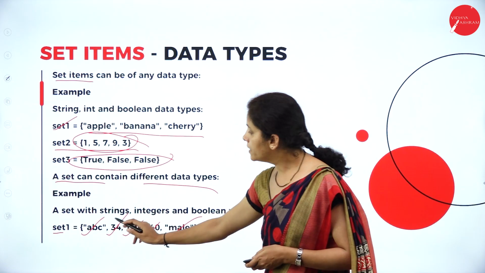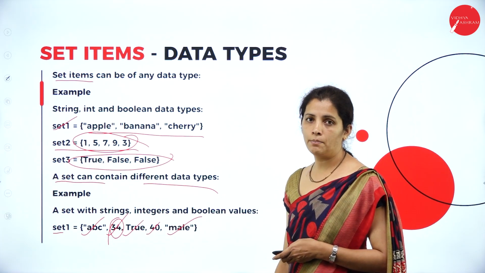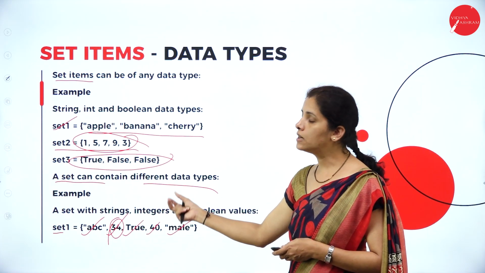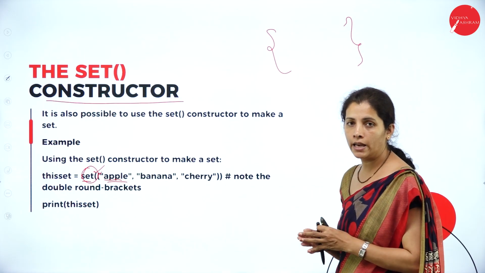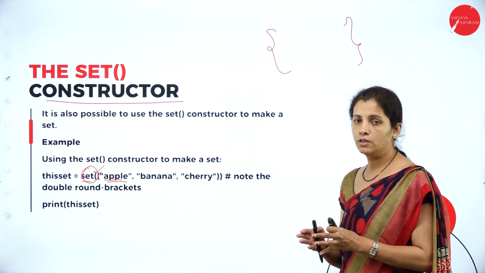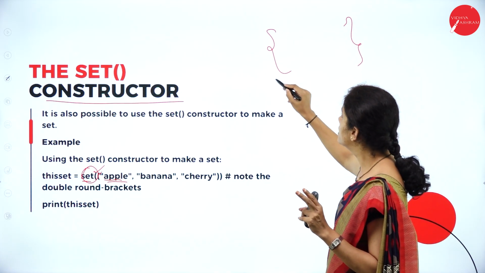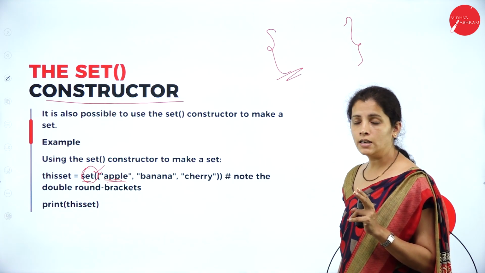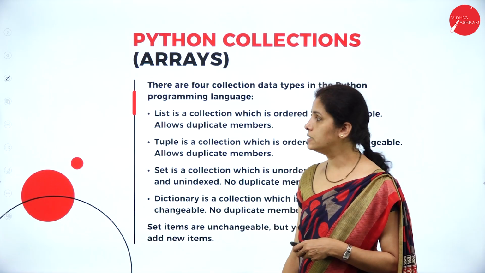And see here, if I have integers, I directly write the numbers. So no need to write the numbers within double quotes. Okay, this is the way I can create a set. How can I create a set? In two ways. One is by using curly brackets, and another one is by using the set constructor.